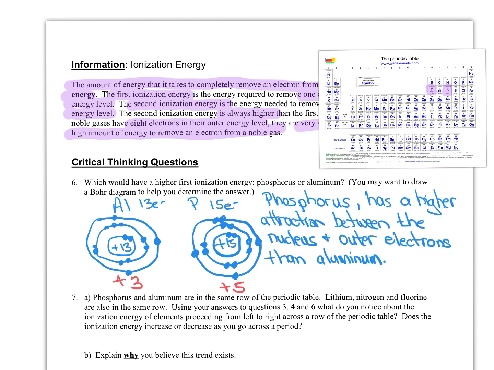Okay, so phosphorus would have the higher first ionization energy because it has a higher attraction between the nucleus and the outer electrons than aluminum. Phosphorus has a plus 5 and aluminum has a plus 3.